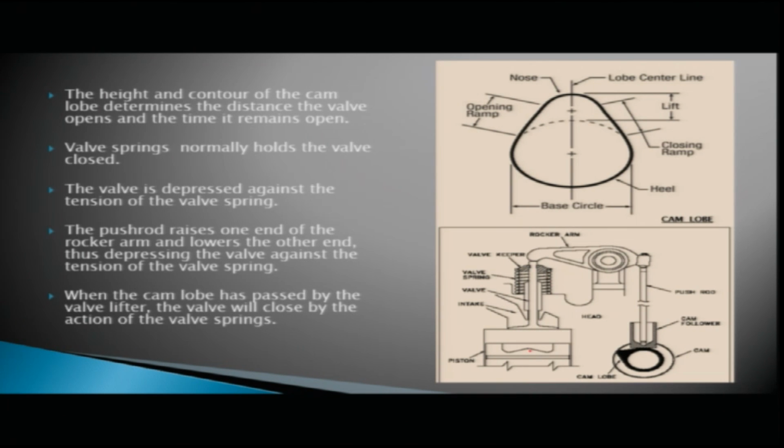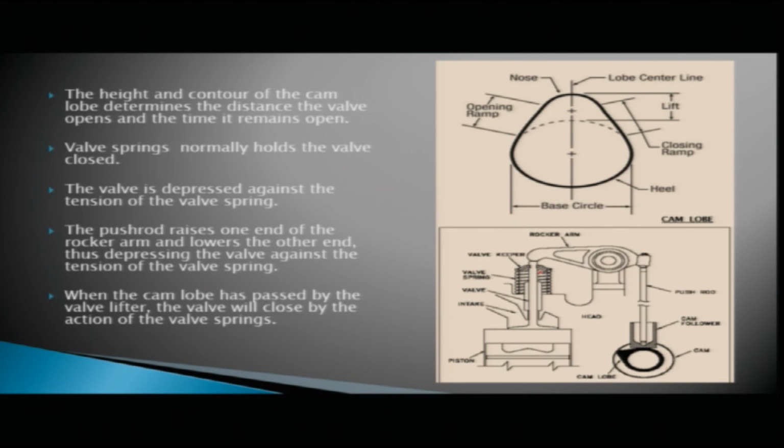So in the valve operating mechanism, you have the camshaft, the cam lobes, the hydraulic tappet lifters, then the push rods, the rocker arm, and then the valve. This is the stem of the valve, the tip of the valve, and the valve is held by the valve springs. These valve springs normally hold the valve closed. To open the valve, it is depressed against the tension of the valve spring.